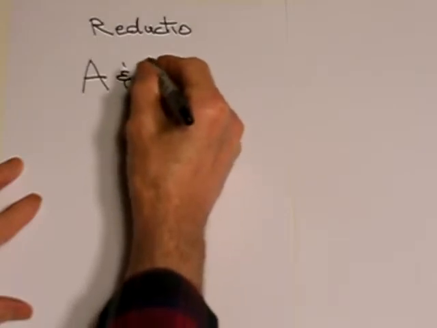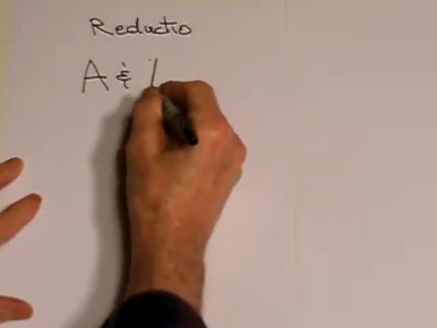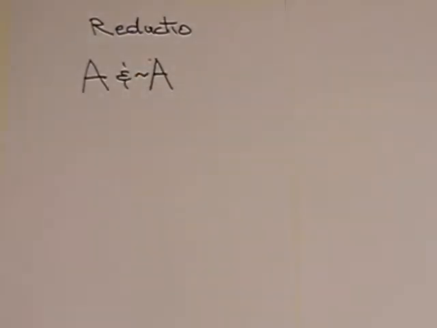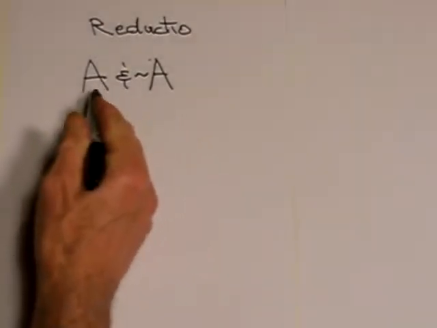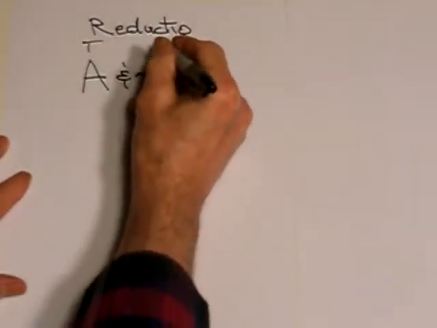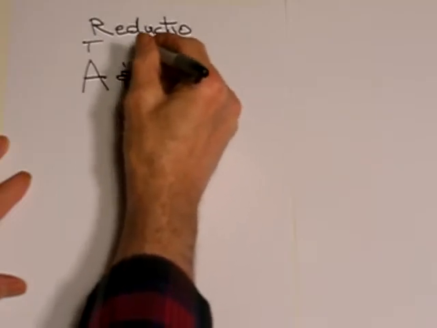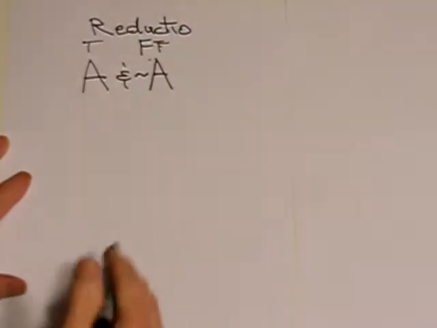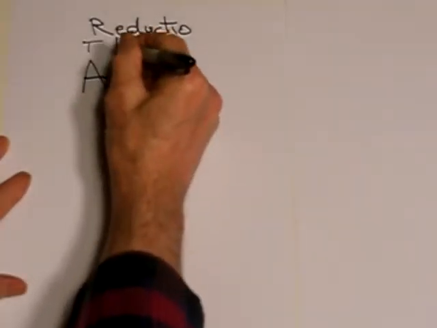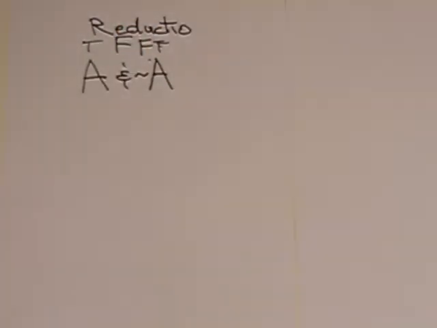First, an affirmative statement, and second, the denial of that same affirmative statement. Since conjunctions are only true when both conjuncts are true, and since the right conjunct is the denial of the left conjunct, if the left conjunct is true, then its denial is false. And the conjunction of a truth and a falsehood is always a falsehood. Conjunctions are only true when both conjuncts are true.